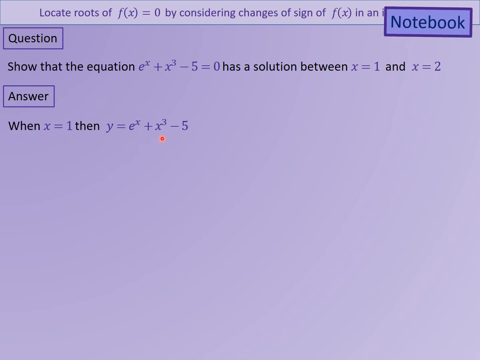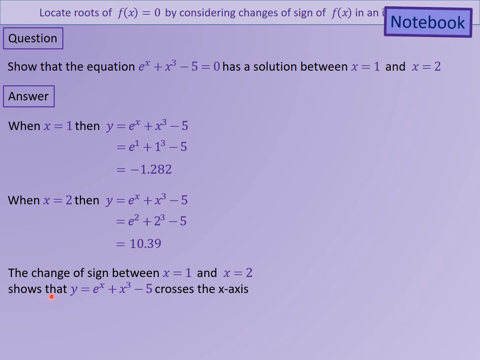So when x equals 1, I substitute 1 in, and I get -1.282. That's fine. There's nothing wrong with being negative. If the other one's a negative, I can't say anything at all. But if the other one is positive, I'm going to substitute 2 in, and lo and behold, the other one's positive. So therefore, there's a change in sign between x equals 1 and x equals 2. So therefore, that value must cross the x-axis. So therefore there is a solution between x equals 1 and x equals 2.